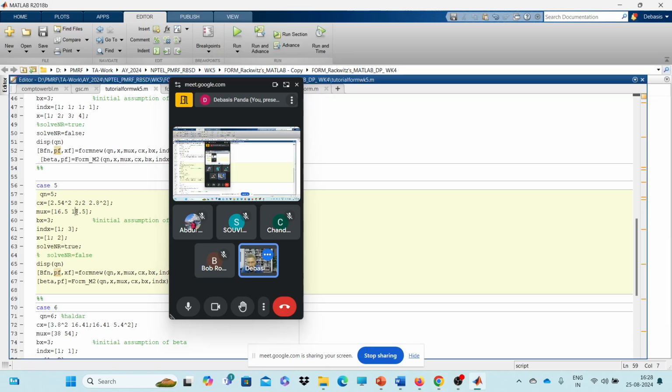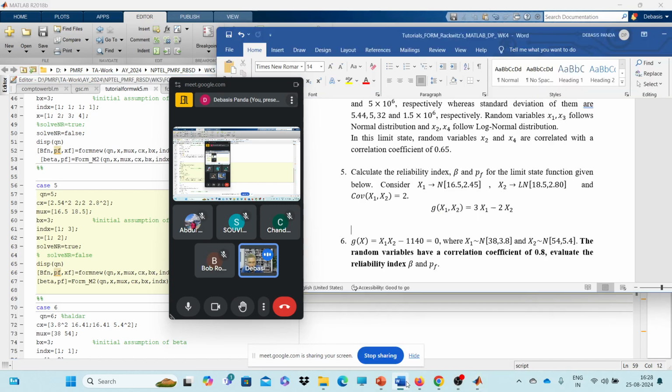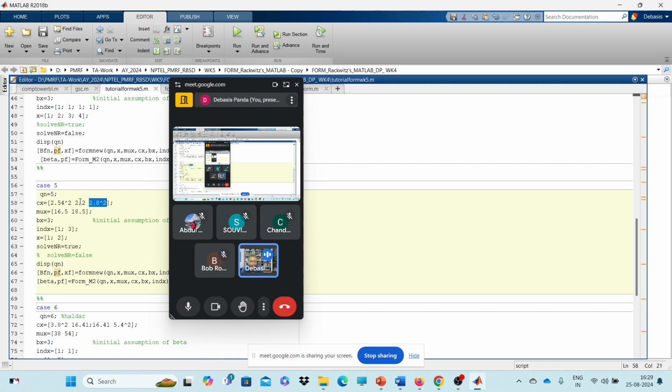Here I have put mu x1, mu x2, and the sigma values are also given, sigma 1 is 2.45 and sigma 2 is 2.86, and the covariance is given as 2. So you need to make the covariance matrix. How will the covariance matrix look? The diagonal terms will contain 2.45 squared and 2.86 squared, and the off-diagonal terms will contain 2 and 2. Yes or no?